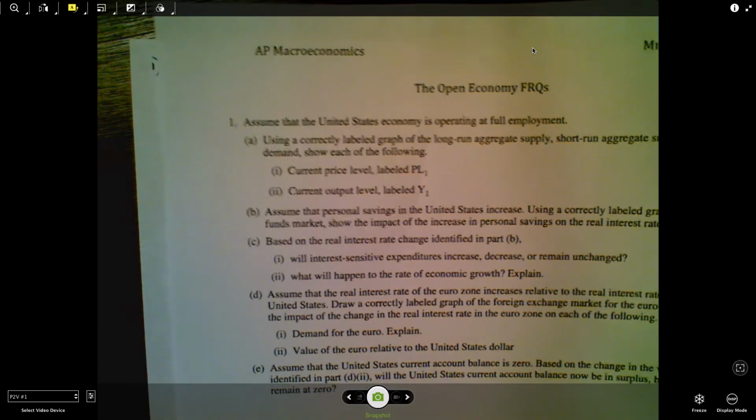We'll be asking some questions about the foreign exchange market. We'll have some multiple choice questions as well tomorrow. But let's get started here. So right here is what we're looking at. Number one, we'll start with that one.